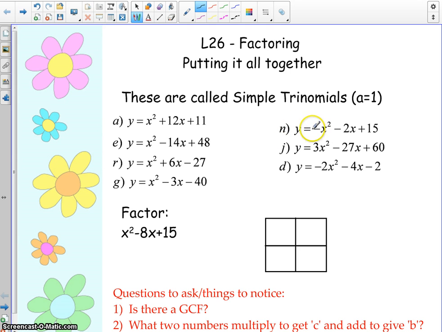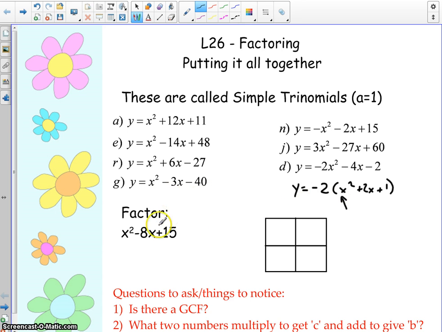If you look at n, j, and d, at first glance none of these look like simple trinomials because they have a values that aren't 1, but all of these have various common factors you can take out. So for example, with d, you can take out a common factor of -2. With j, you can take out a common factor of 3. And once you take out that common factor, you wind up with an a value of 1. So for example, if I take -2 out of d, I get x squared plus 2x plus 1. Okay, and you see now what's left over is just a simple trinomial.